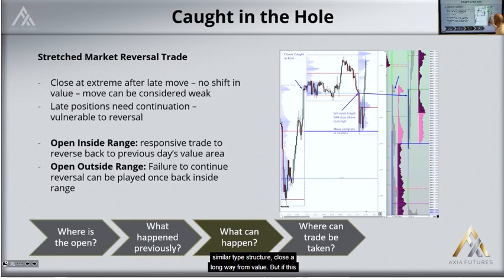Where this trade becomes difficult is if you open outside of range. So you have a similar type structure, close a long way from value. But if this gaps up, it's much harder now to define a stop. Because if you open inside range, your stop is clearly defined, it's getting out of the range. If you open outside of range, your stop is much harder to define. And as such, you now need to wait until you have a failure to continue that can give you a reference point in order to place a stop. Alternatively, you can wait to see if you can get back inside range. Once you do that, then you can play the move down.